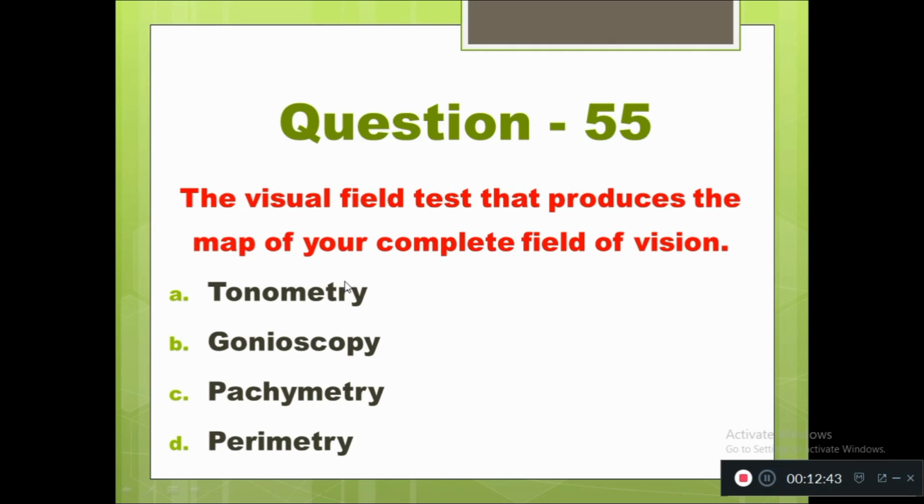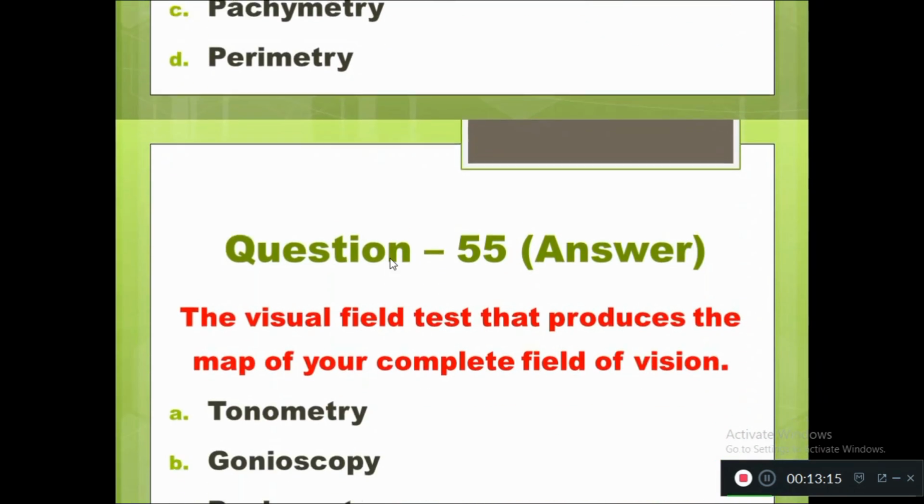55. The visual field test that produces the map of your complete field of vision is called as option A tonometry, option B gonioscopy, option C is pachymetry, option D is perimetry. The visual field test that produces the map of your complete field of vision is perimetry. The right answer is perimetry.